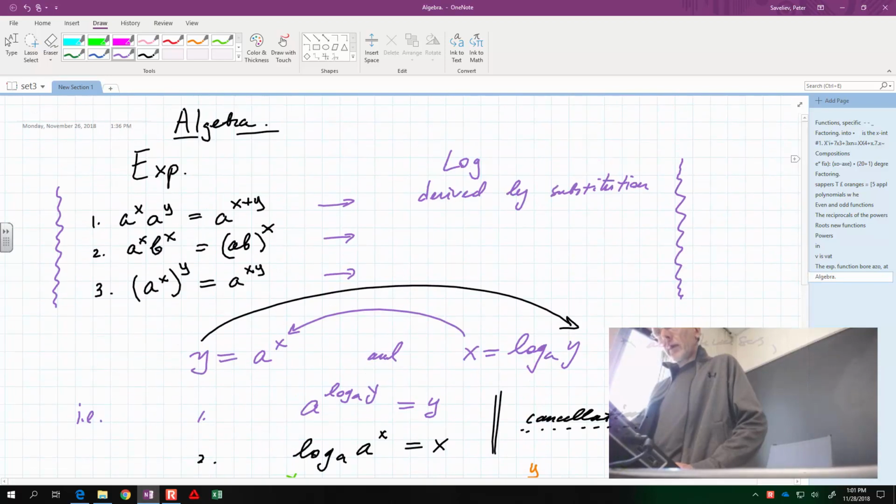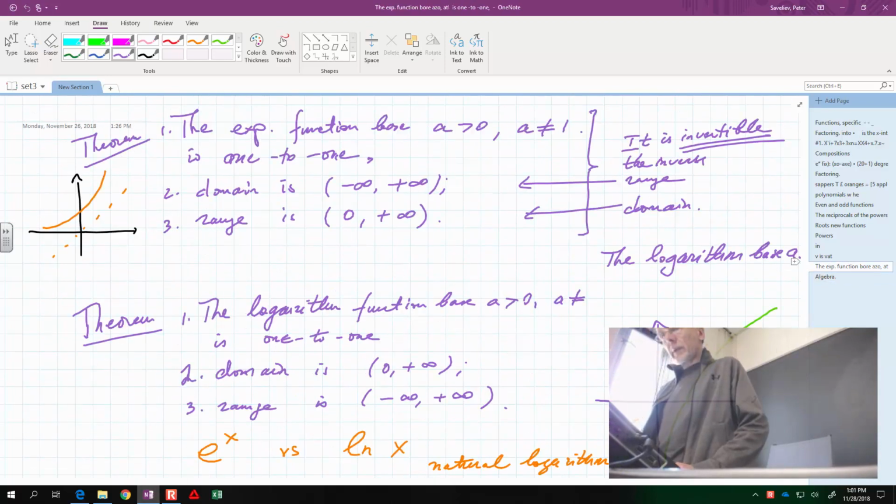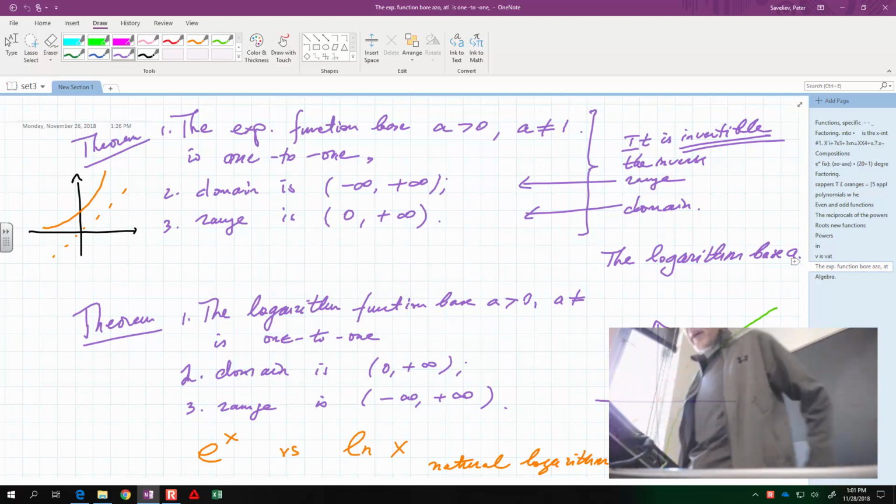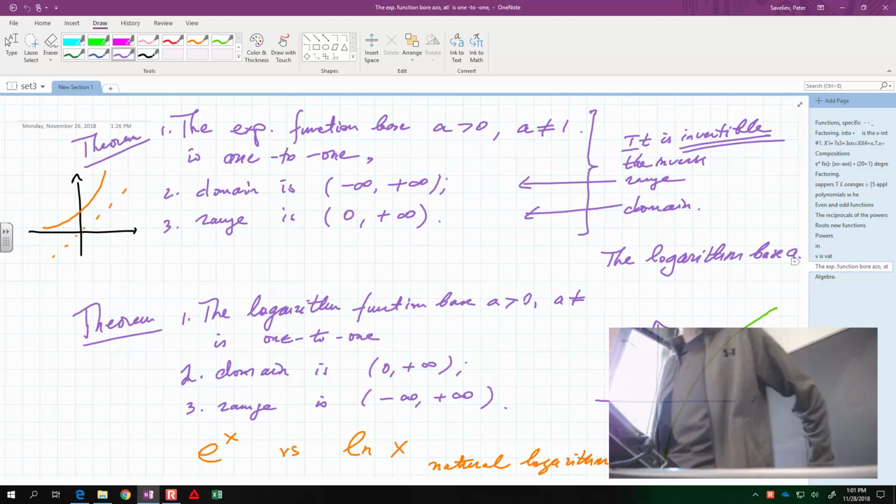Let me review the starting point. Well, that's not the starting point. The starting point is the inverse. So that's the best way to think about the logarithm: as the inverse of the exponential function.